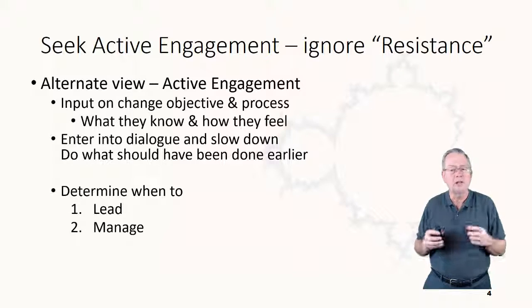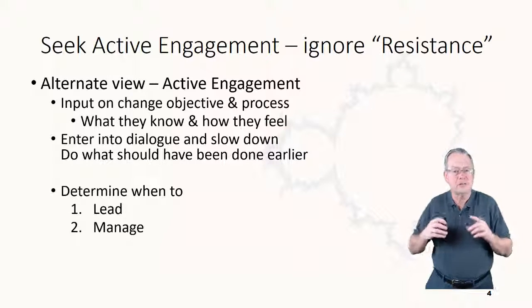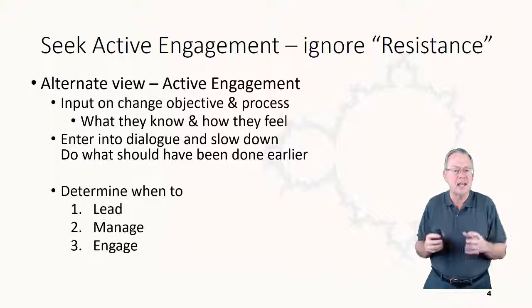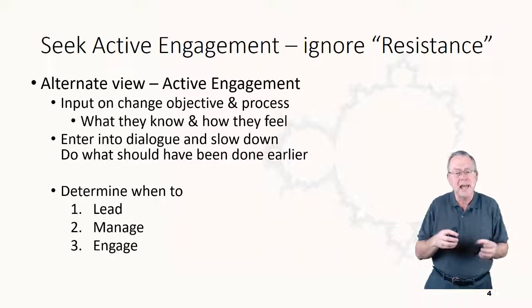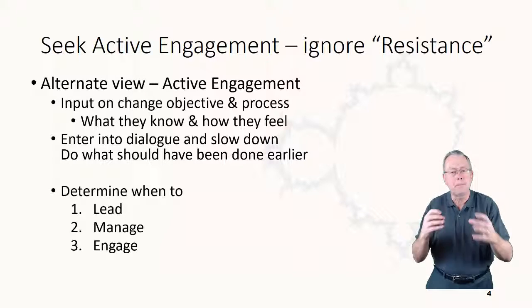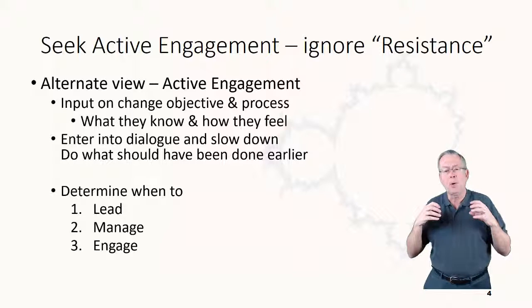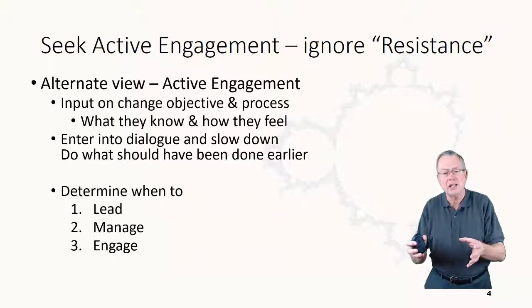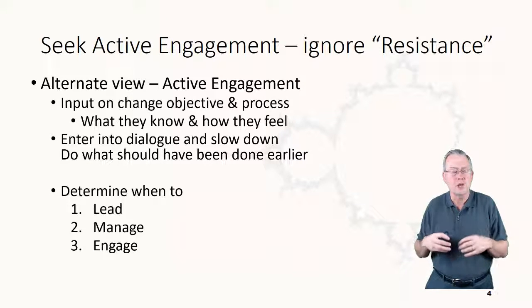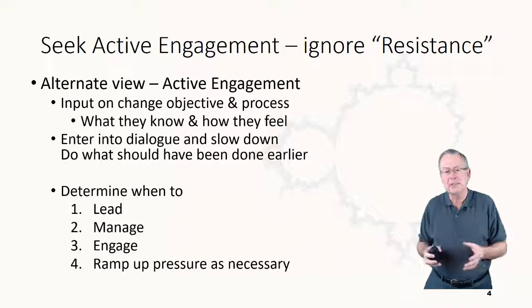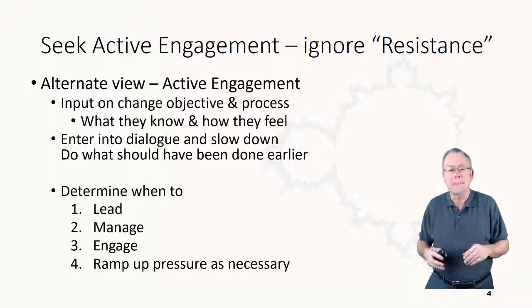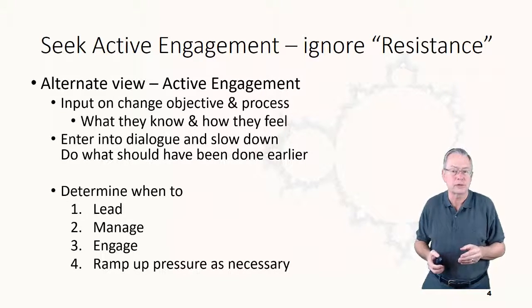This is also determining when to lead and when to manage. You lead the change vision, you manage the change process. But there's also a third component, the active engagement. This is elements of both leading and management, but it involves the people. It pulls the people into the process itself. It pulls them into determining the change objective. It flips around so they're not being changed, but they're becoming changed through their action. We also have the possibility of having to ramp up pressure as necessary. Too often we use pressure early on to deal with resistance, when in reality we ramp up as needed after you try the first three first.